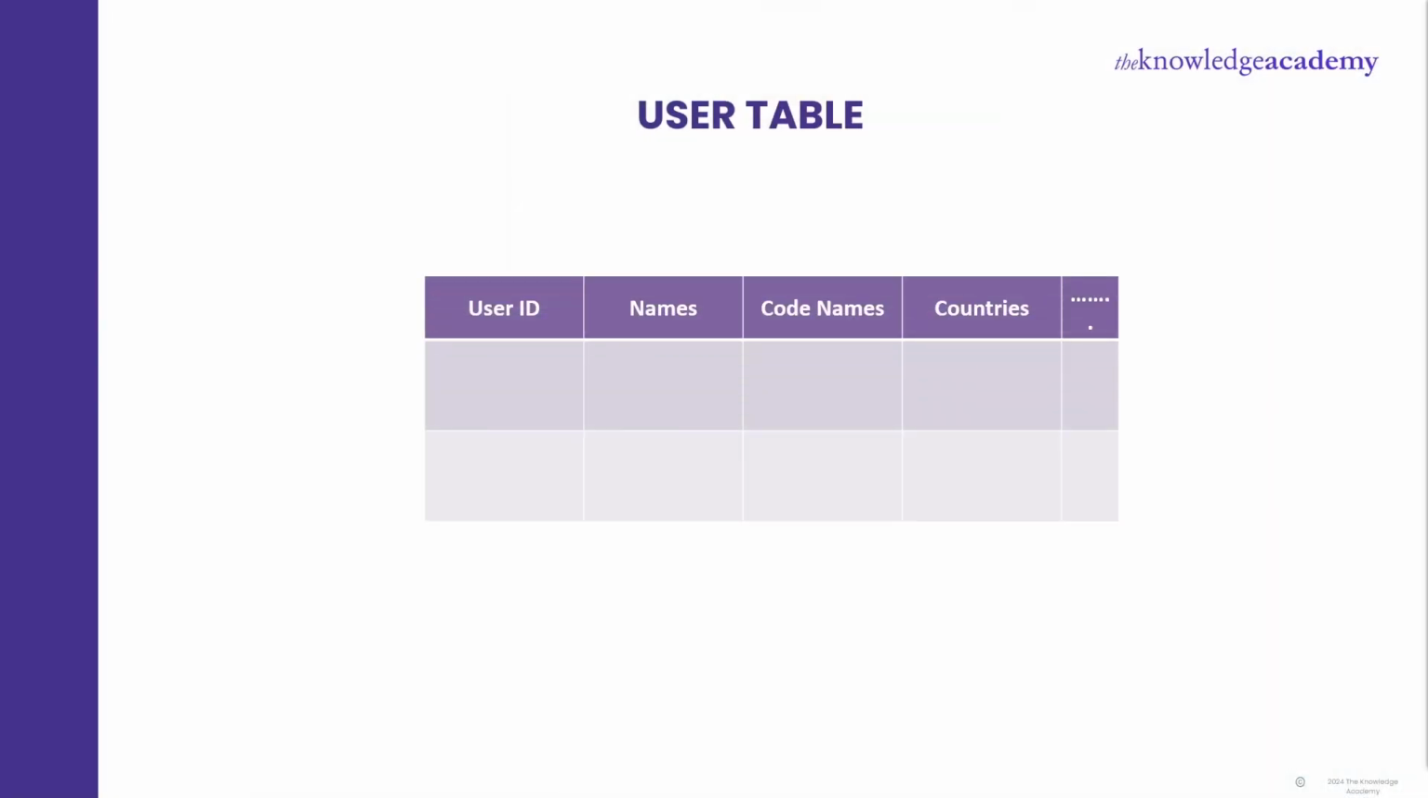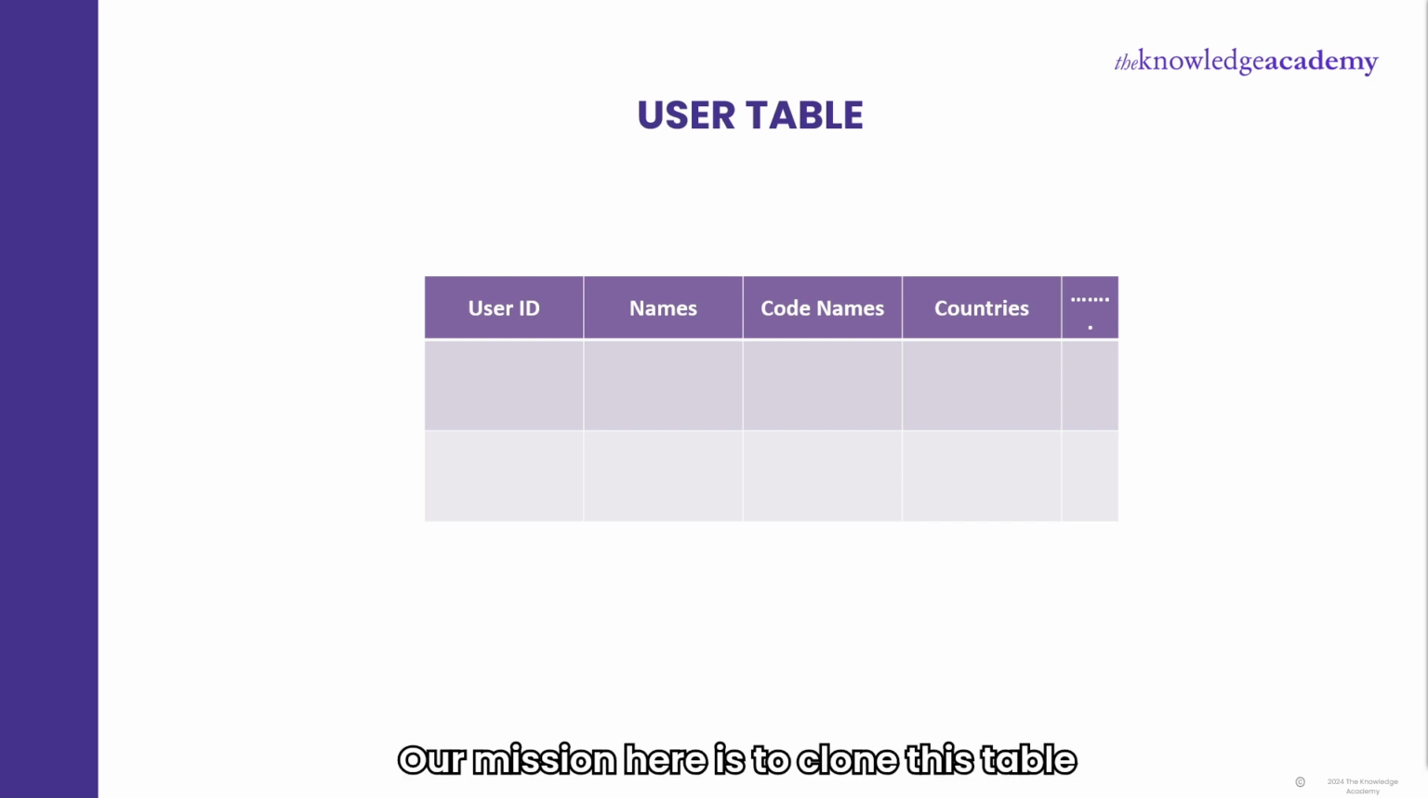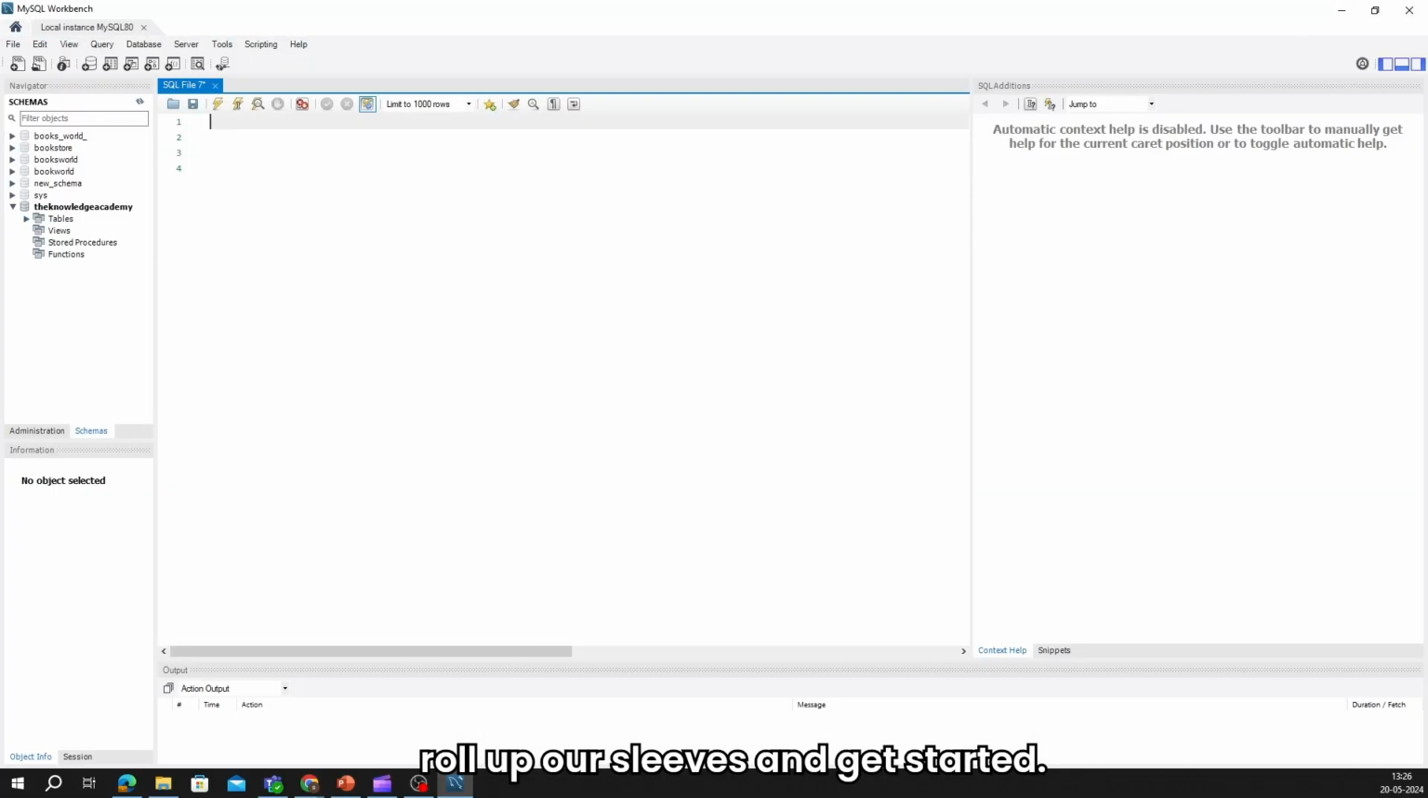altering your original collection. Imagine we have a complex users table with critical information such as user IDs, names, code names, countries, and more. Our mission here is to clone this table and execute precise updates. Let's roll up our sleeves and get started.